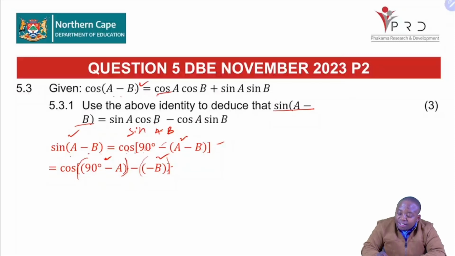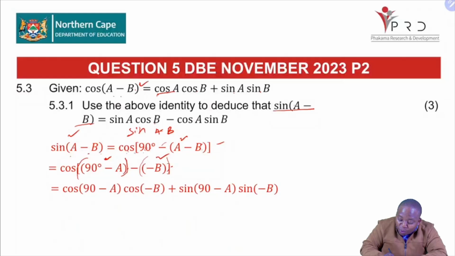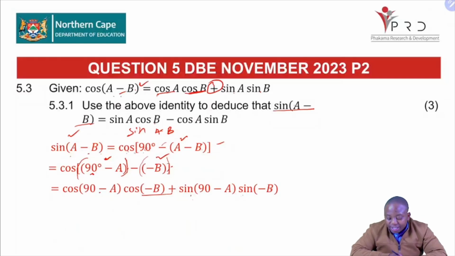So the rule says it is cos A cos B plus sine A sine B. So it simply says it's going to be cos of the first angle multiplied by the cos of the second angle, which is negative b in this case, plus, because the rule says plus in this case, sine of the first angle, my first angle, remember, is 90 minus a, multiplied by the second angle, which is negative b. That is my second angle.